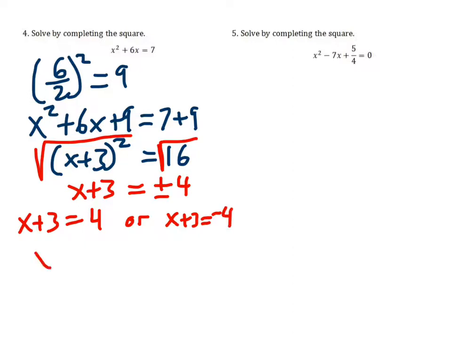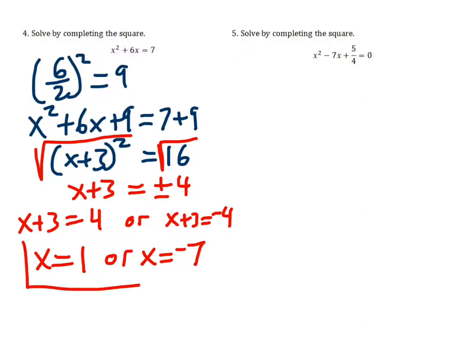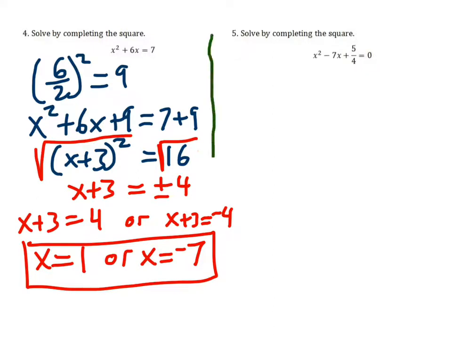And if we solve both of these, we subtract 3 from both sides, we get 1. And we subtract 3 from both sides, we get negative 7. And there's our solutions. Two solutions in this case. All right. So this completing the square is nice because it always works. Other methods only work part of the time, but this will always work.